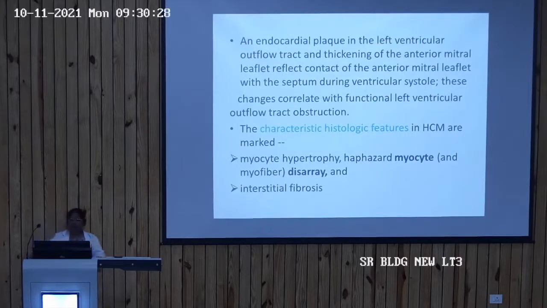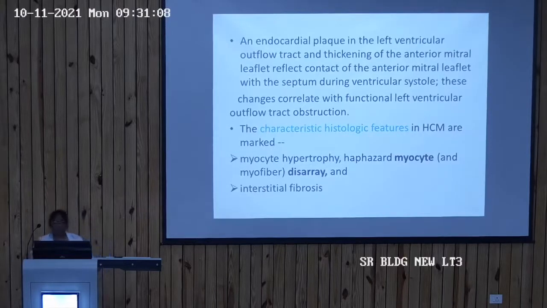Now there is an endocardial plaque in the left ventricular outflow tract and thickening of the anterior mitral leaflet. These changes correlate with the functional left ventricular outflow tract obstruction. Because the septal wall is thickened, there is outflow obstruction to the blood, and this outflow obstruction will cause plaque in the left ventricular outflow tract, and it will also cause the anterior mitral leaflet to be damaged.